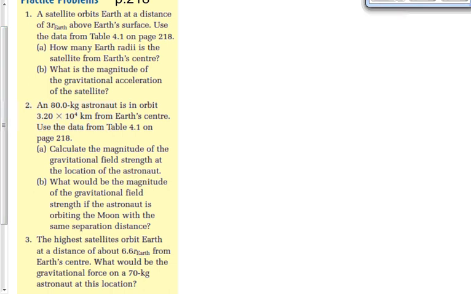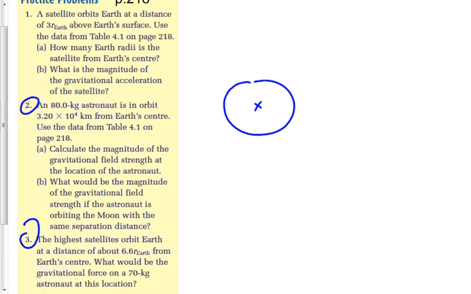All right, let's take a look at 2 and 3. Question 2 says an 80 kilogram astronaut in orbit this far away from the Earth's center. Let's draw it out here. Here's the Earth. Here's the center of the Earth. Here's our astronaut that's in orbit around the Earth's center. The distance from the center of the Earth to this astronaut is 3.20 times 10 to the 4 kilometers, which, of course, we want to end up converting to meters. We'll deal with that a little later on. What's the field strength at that location? And what's the field strength if the astronaut was orbiting the moon with that separation distance?